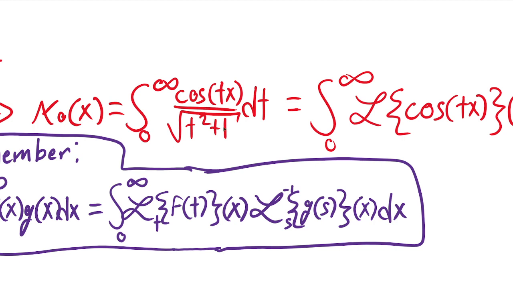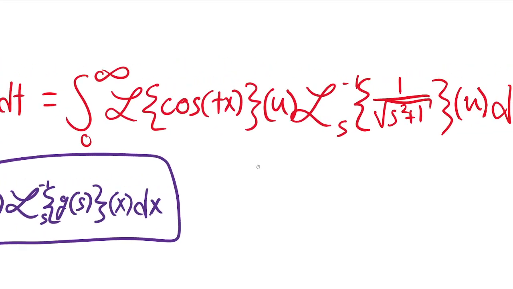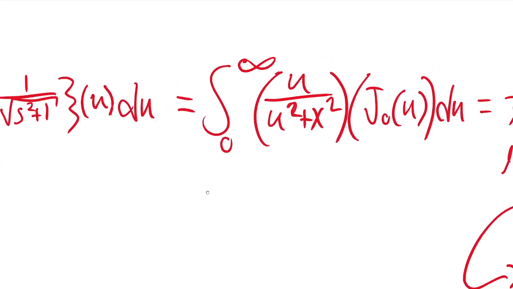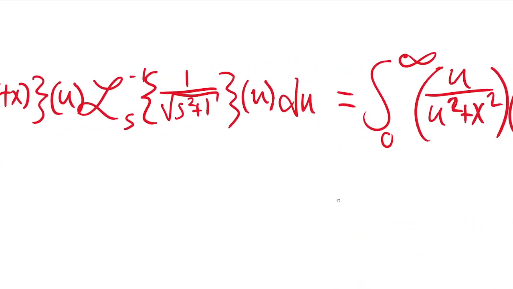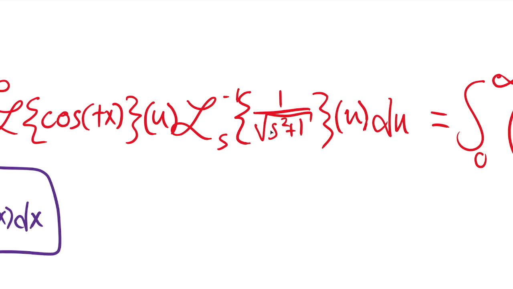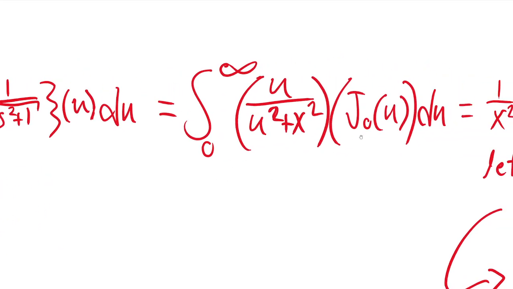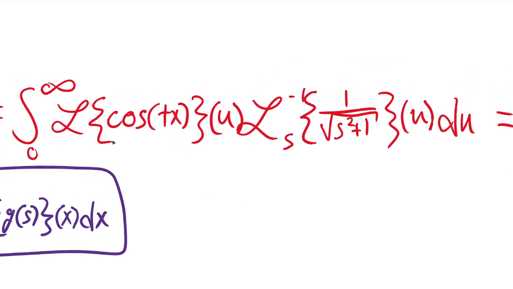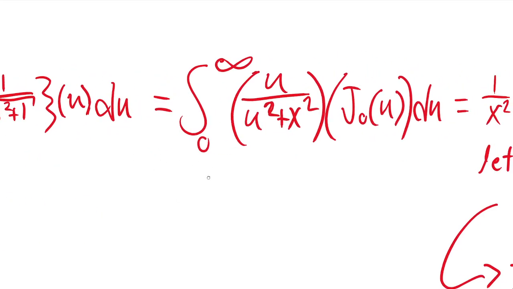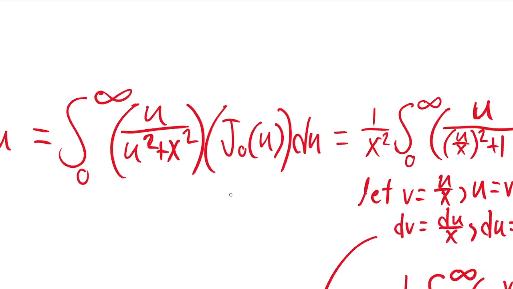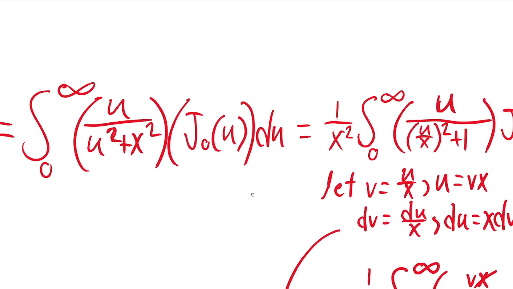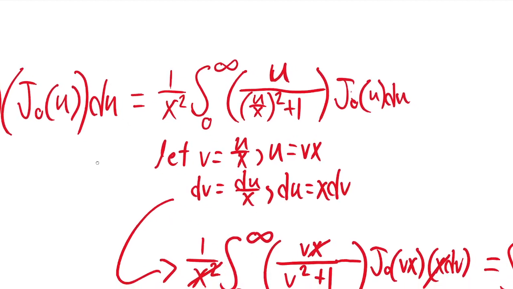What's going to happen is you're going to take the Laplace transform of the cosine and then the inverse Laplace transform of 1 on root t squared plus 1. And by doing that, we get this. So the 1 on root t squared plus 1 becomes 1 on root s squared plus 1 in the frequency domain, and that's going to turn into J sub 0. And then the cosine is pretty basic. It's going to turn into u on u squared plus x squared. Factor out an x squared from the denominator, just to simplify it a little bit.